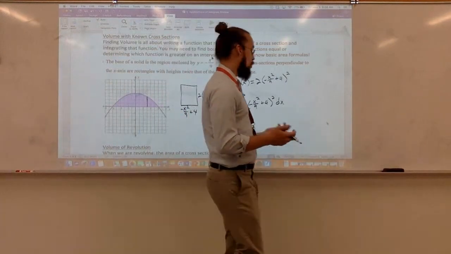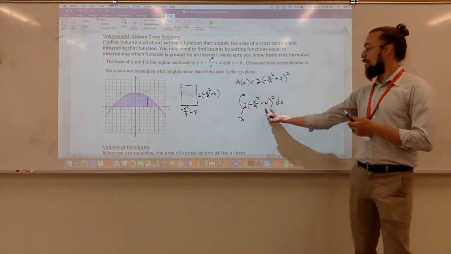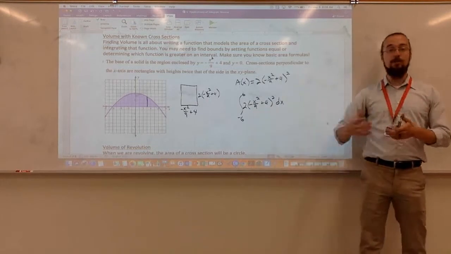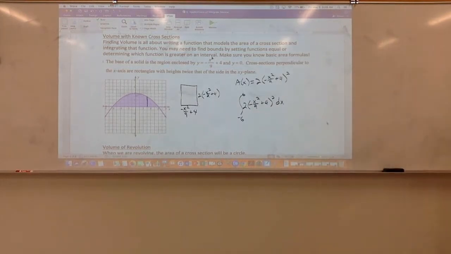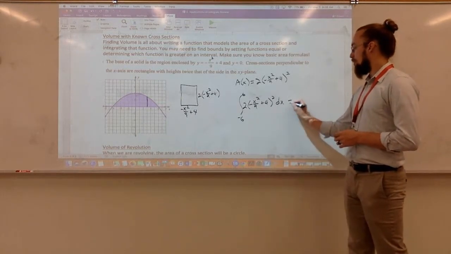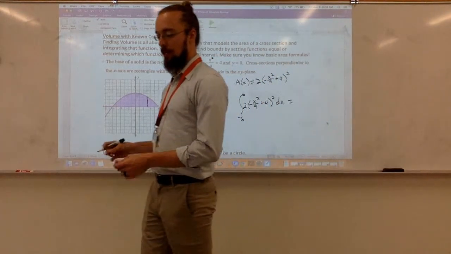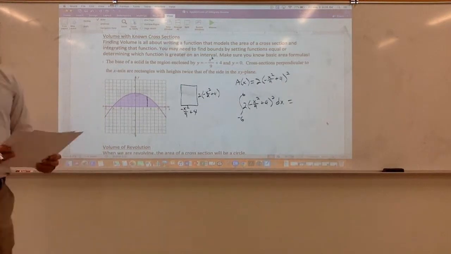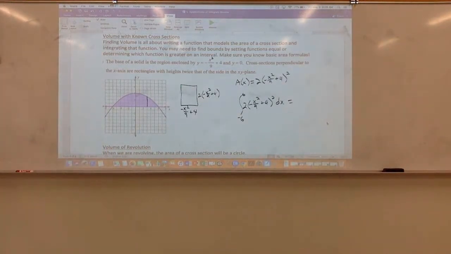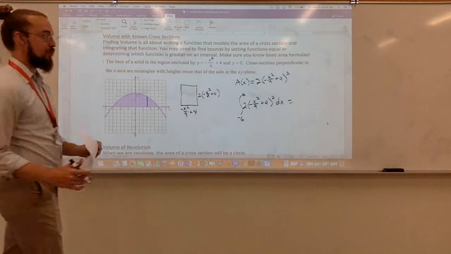So this is one we could do by hand. To do by hand, we would probably want to square this out. Multiply everything out and then take the antiderivative of each piece individually. But for time's sake, use a calculator here. And I think we get 204.8.